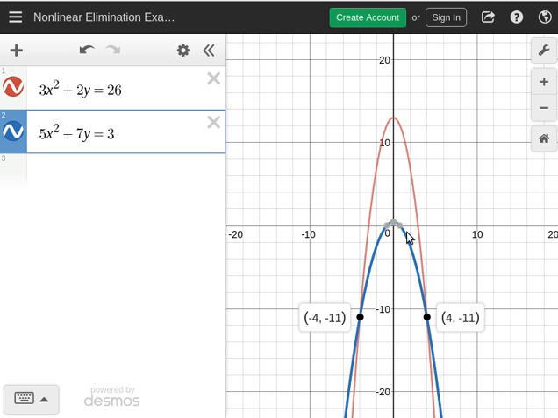So here I've once again graphed both curves. The first curve was 3x squared plus 2y is 26, and the second curve, 5x squared plus 7y is equal to 3. Notice that they're both parabolas, right? I have the red parabola and the blue parabola, and they intersect at the points that we found: +4, -11 and -4, -11. So we solved this system, that is, we found the points of intersection, using elimination.